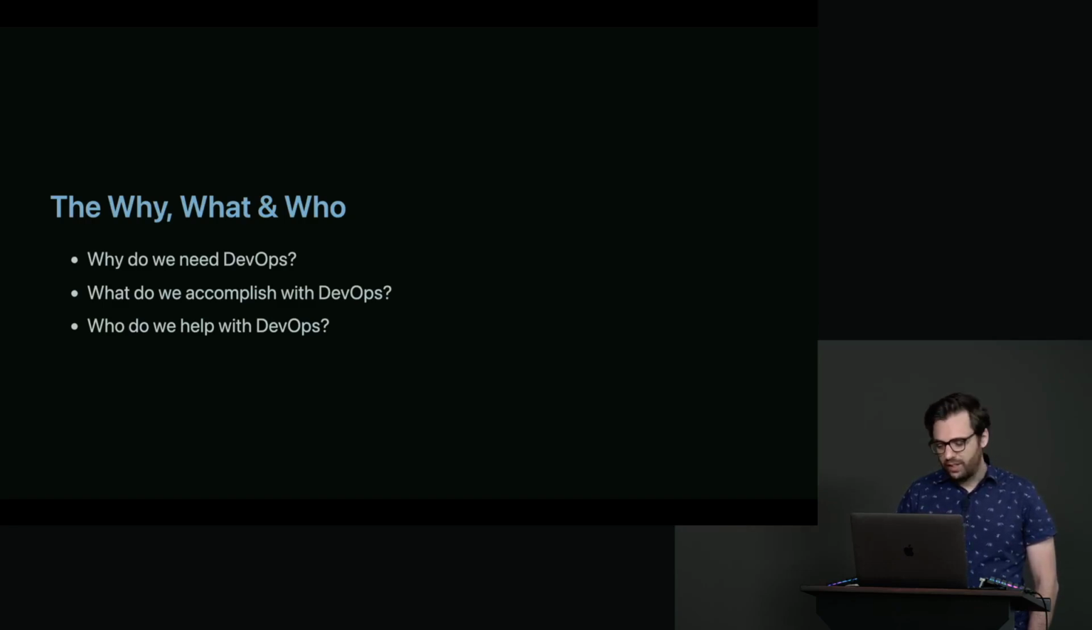The next thing, what do we accomplish with it? Well, if we don't have a lot of automation, or a lot of things in place that are helping us be agile at our company, then we accomplish being able to be more agile by creating automation or doing other things that'll help us get there.